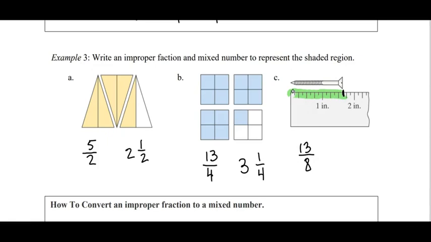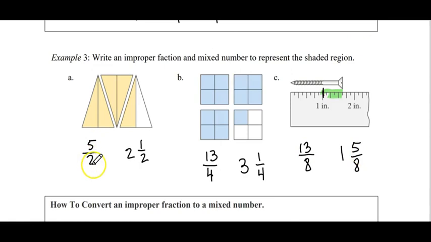Okay, so for the next one, for the mixed number, I am going to get my whole. I have 1 inch, that's my one whole. And then on the second inch, I'm only using a part of that second inch, only 5 out of 8 there. So that means I have 1 and 5 out of 8. Notice that the denominator does not change between your improper fraction and mixed number.